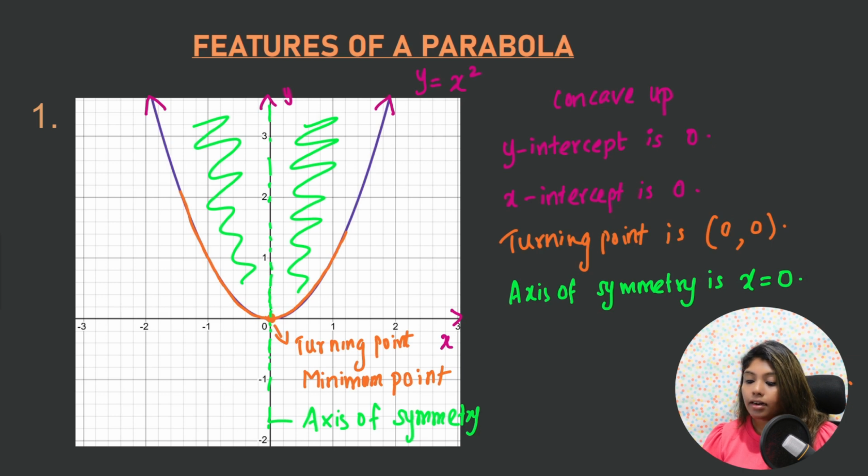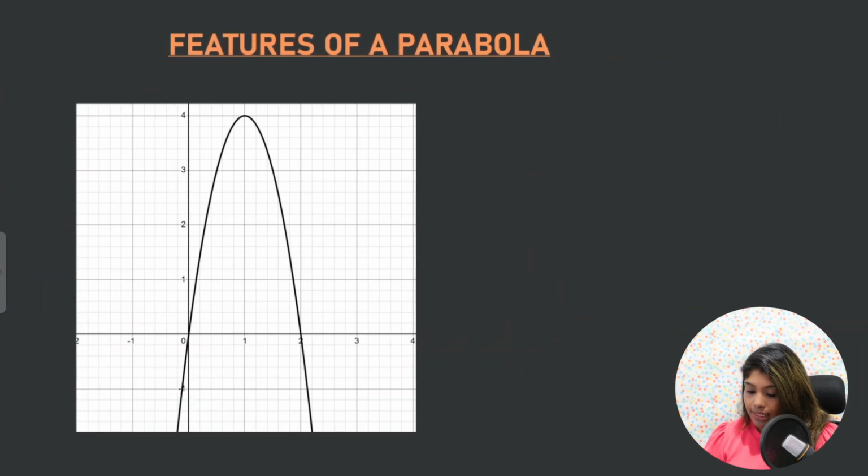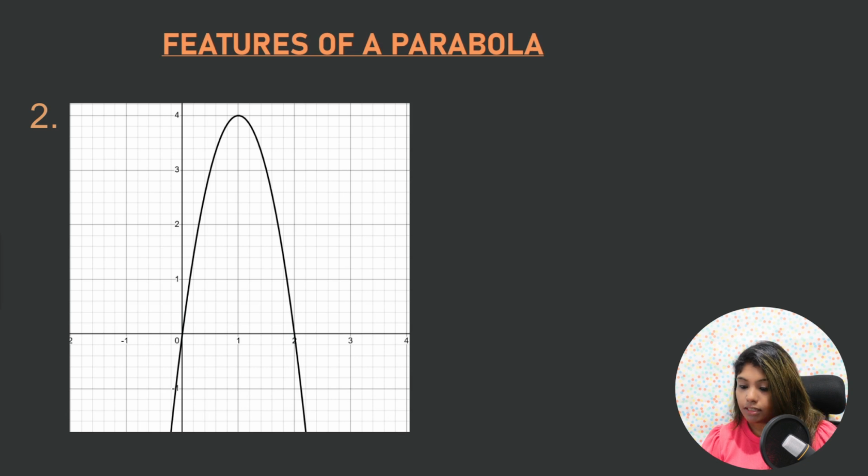So these are our main features of a parabola. So you need to find the y-intercept, the x-intercepts, turning point, and the axis of symmetry. We're going to try the same with different types of parabolas, so you know clearly what these features mean for each of them. Now look at this graph. As you look at this graph, the first thing that you identify is the graph is downward, right? So it's open downward. So what is the name of it? It's called concave down, okay?